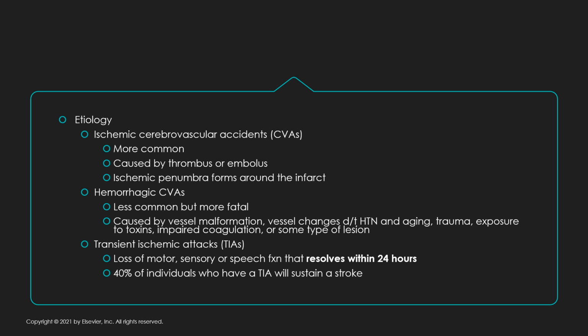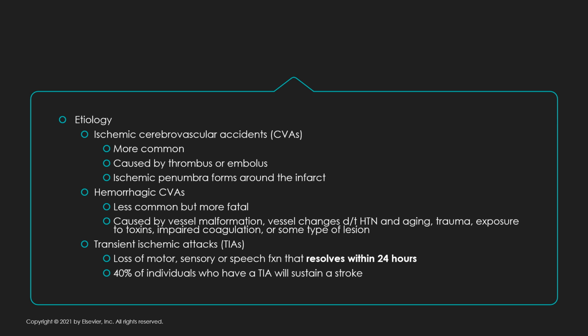Our hemorrhagic CVAs are less common but are more fatal, and they are caused by vessel malformation, vessel changes due to hypertension and aging, trauma, exposure to toxins, impaired coagulation, or some type of lesion. And so this is basically where the brain bleeds out.